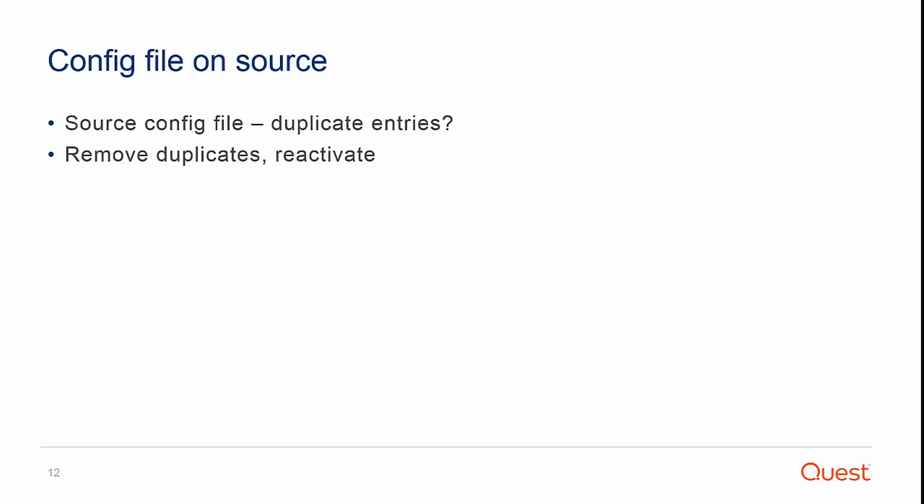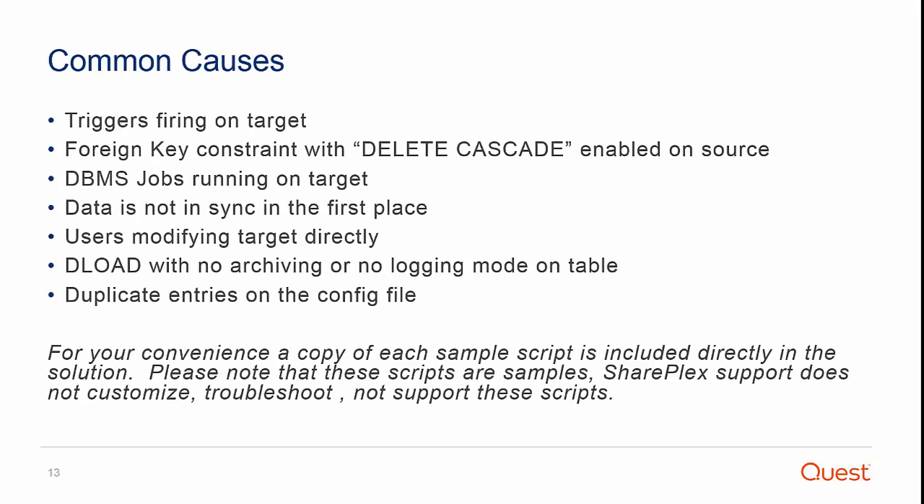To summarize, the most common causes for out of sync are triggers firing on the target, foreign key constraints with delete rule enabled on source, DBMS jobs running on the target, data not in sync in the first place, users modifying the target database directly, deload with no archive log or no logging mode, duplicate entries in the config file. Please refer to the solution for a copy of scripts shown in the video.